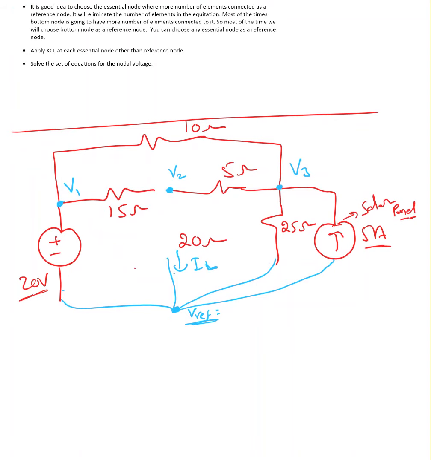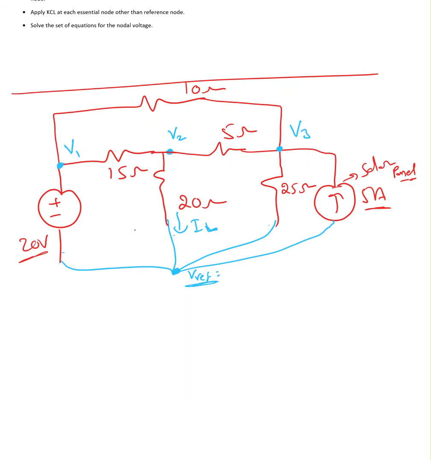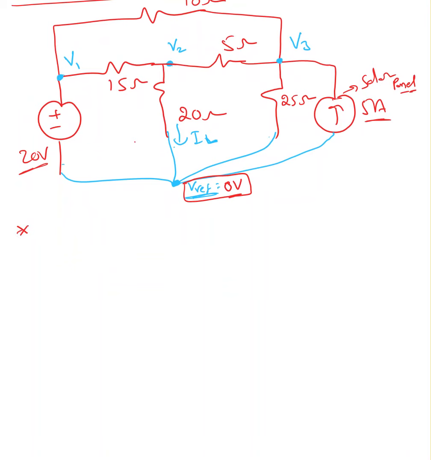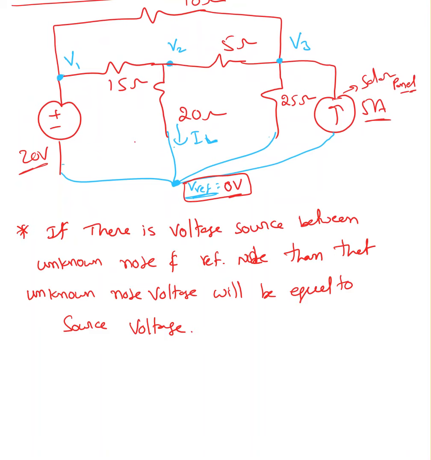Okay, now next step. Choose reference node voltage as 0 volts. This voltage as 0. We always choose one node voltage as 0 volts. That's called the reference node. Now, one important point. I'm going to write it down.